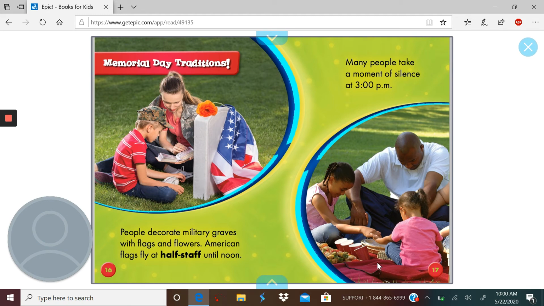So, many of the traditions that we do for Memorial Day is we put flags on graves with flowers, and some of the state buildings and schools take the flag from the flagpole and they bring it down half staff, and then many people take a moment of silence to remember those who have sacrificed their lives.